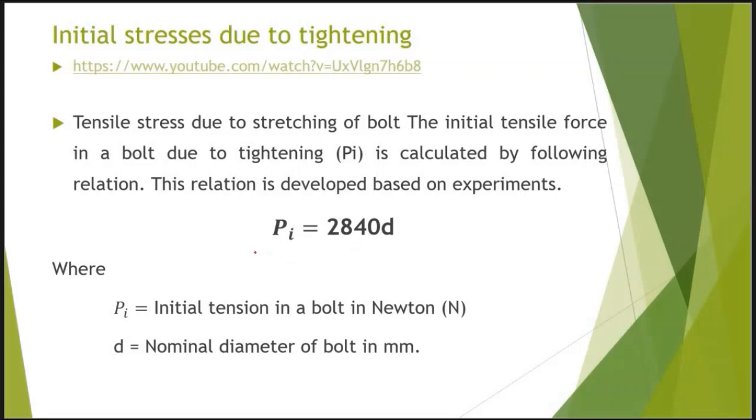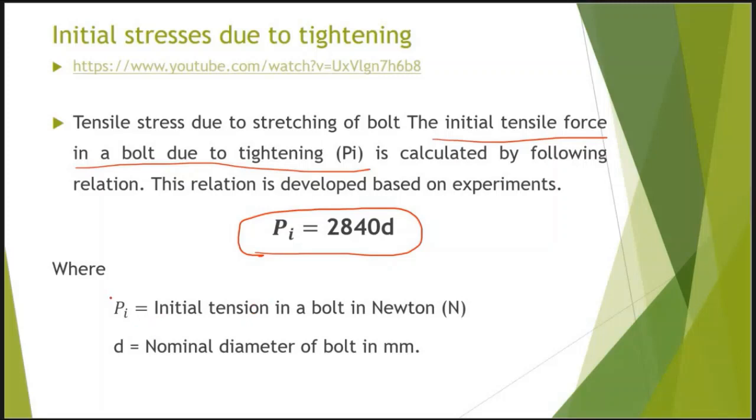So this Pi equal to 2840D is an empirical relation for calculating the initial tensile force in a bolt due to tightening. Pi is the initial tension in a bolt. When we are tightening a nut using a spanner, an initial load is acting on the bolt. That initial load is known as initial tension, and it can be calculated using an empirical relation.